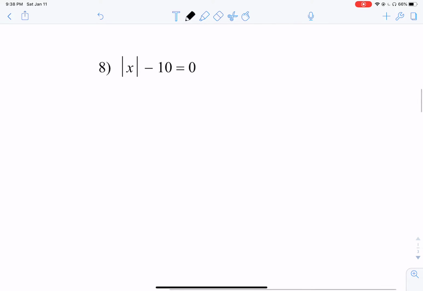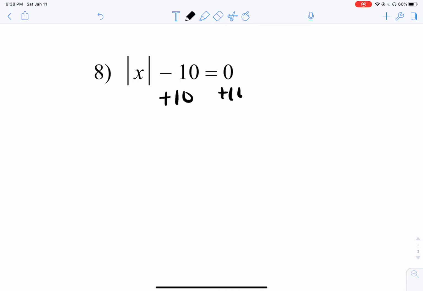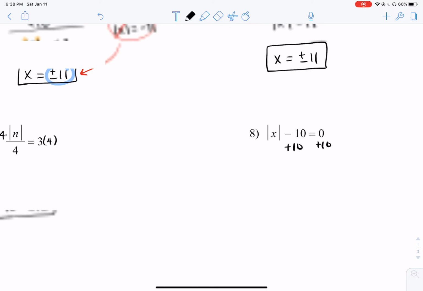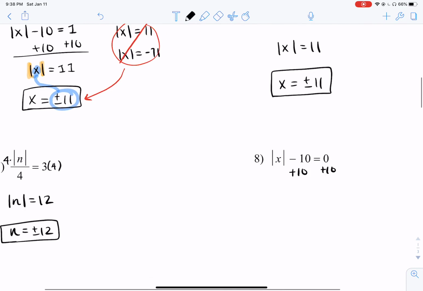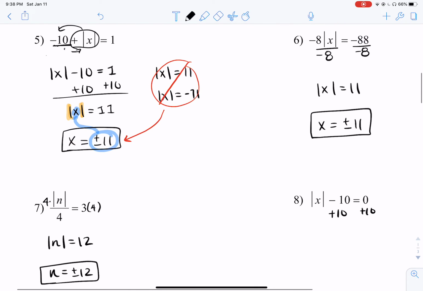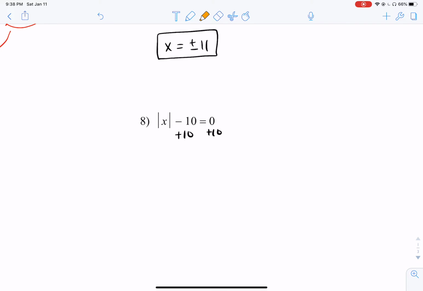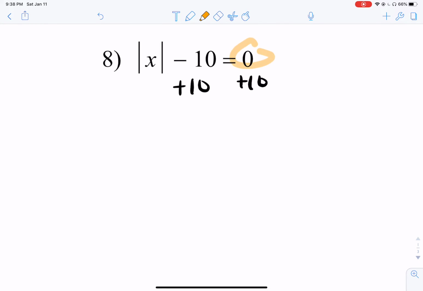So now the next example, we are going to add 10. We're subtracting 10, so we're going to add 10. Very similar again to number 5, right? Notice that we're doing essentially the exact same thing. The only difference is that this was equal to 1, and now we have it equal to 0. So 0 plus 10 is 10. So the absolute value of x is equal to 10. Thus, that means that x is equal to positive or negative 10.